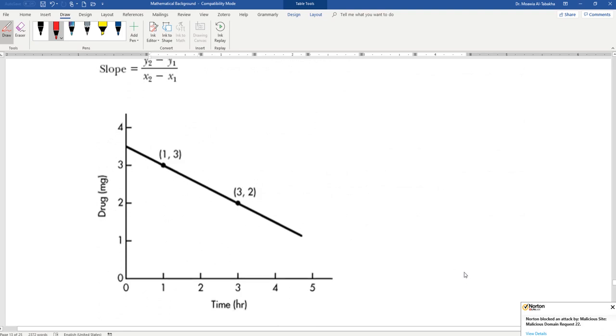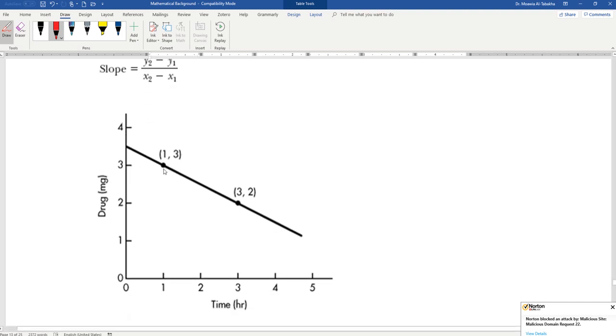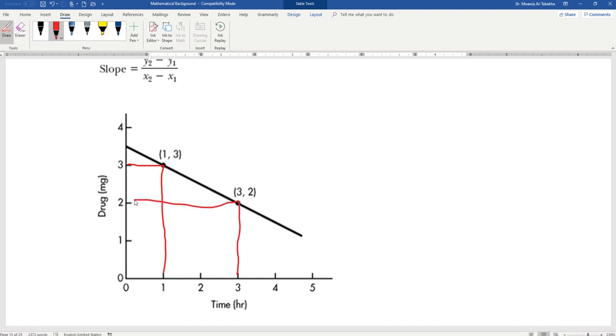Now, what about the slope? As I told you, slope is calculated as y2 minus y1 divided by x2 minus x1. See this example here? They tell you when x is 1, y is 3. And when x is 3, y is 2.